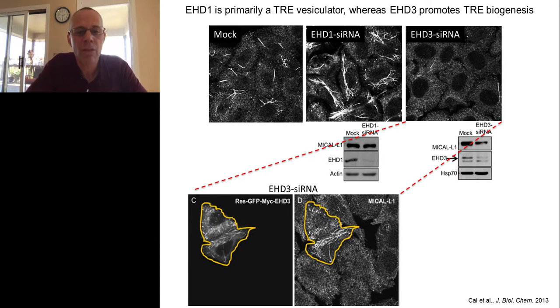There we go. So if you transfect EHD3 back into cells that are knocked down for EHD3, using a mutant that's not knocked down by the siRNA, you can see that it restores the tubules that are marked by MICAL-L1 in this case. So EHD3 is important for the maintenance of these tubular recycling endosomes.